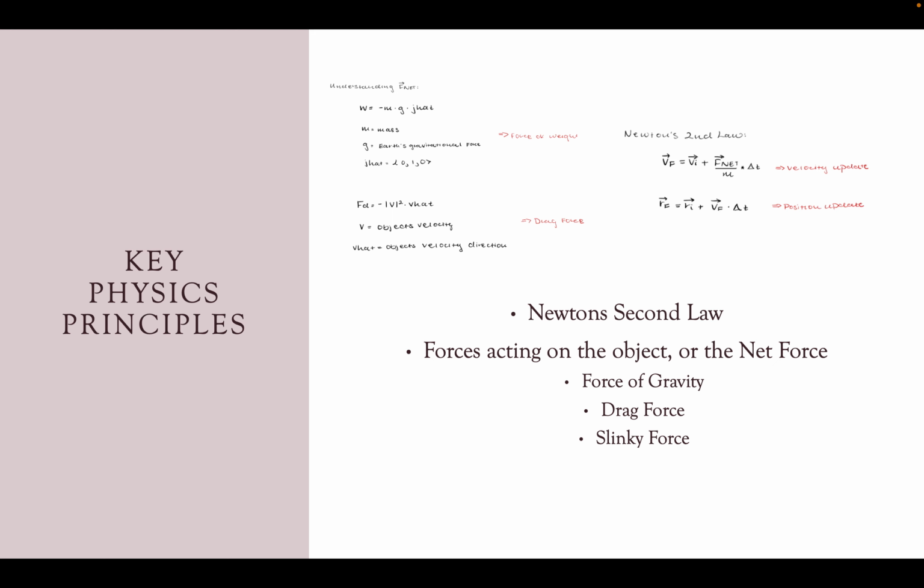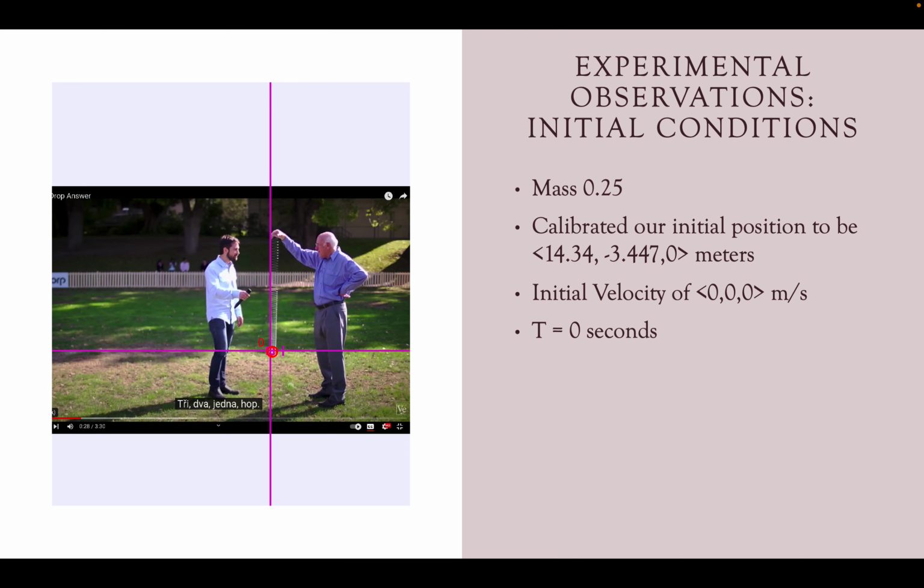Here we define that F net had the force of the weight as well as the drag force while the object was in motion. The slinky force was really only applied as a tension force while the object was at rest, and in this situation we understood that the F net of the slinky was 0.